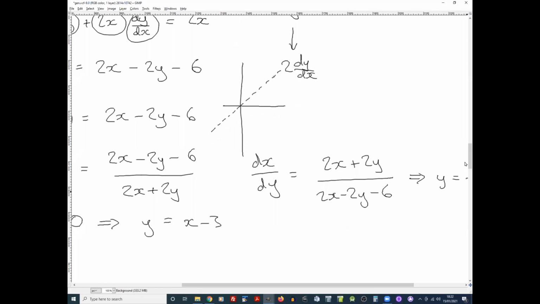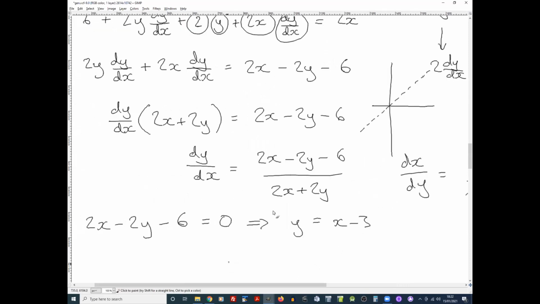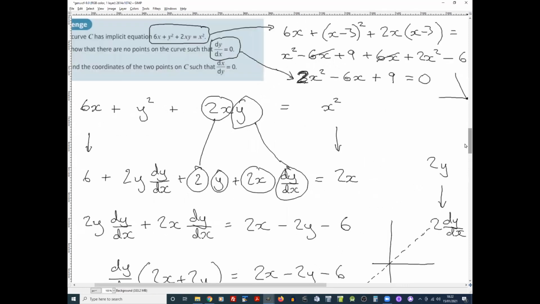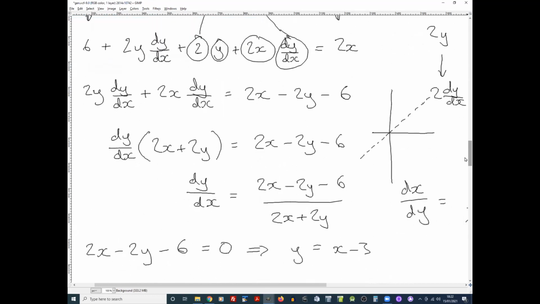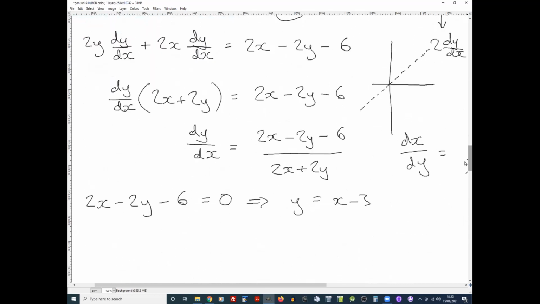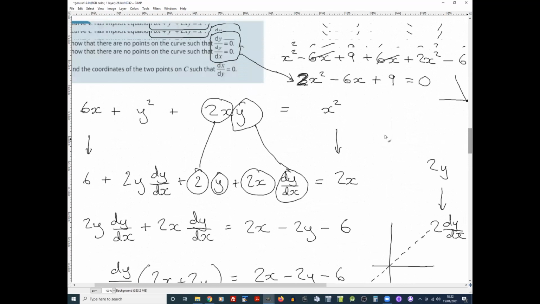So dy/dx is 0 for horizontal tangents, which we call stationary points. But dx/dy will be 0 at? Vertical tangents, yeah. Points with a vertical tangent, yeah. So how's that quadratic coming out this time?